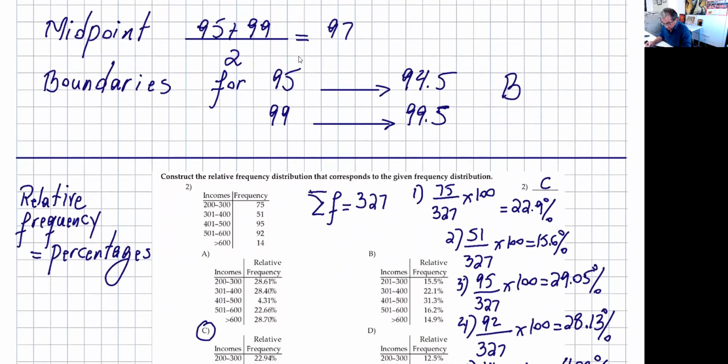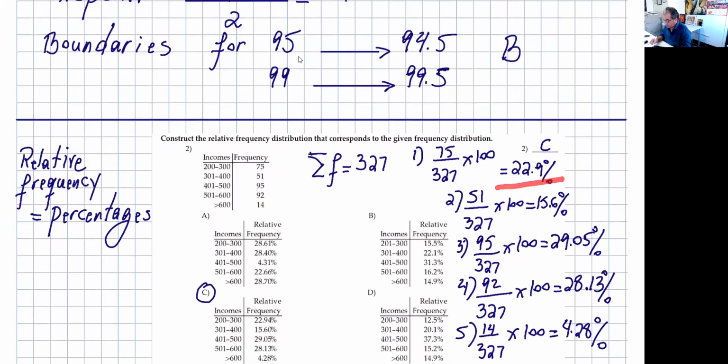Next one, it says construct the frequency distribution that corresponds to the given frequency distribution. Actually, not frequency, the relative frequency. One thing I want you to know, relative frequencies are the percentages. So the way you find that for each class, the sum of frequencies, if you add all these numbers, is 327. So for the first one, you take 75 divided by 327 and you multiply it by 100.